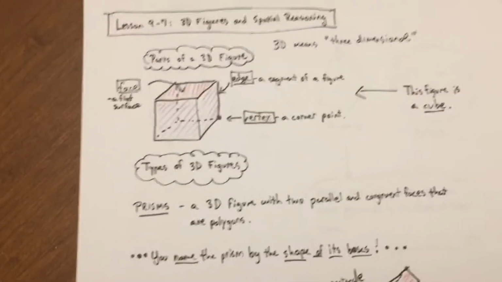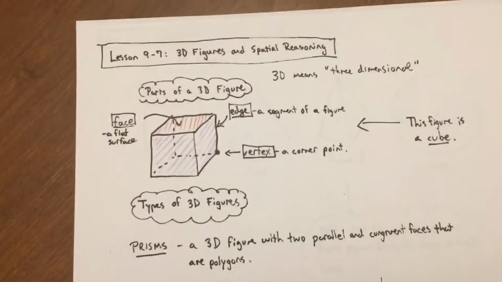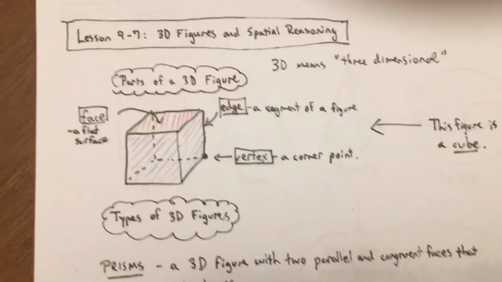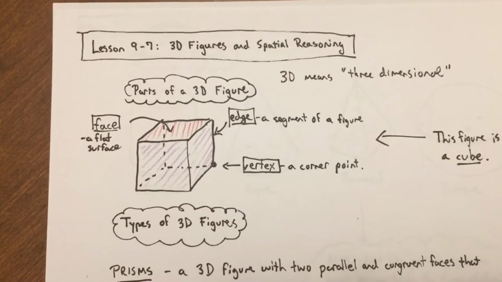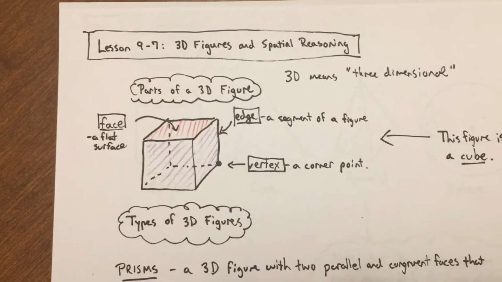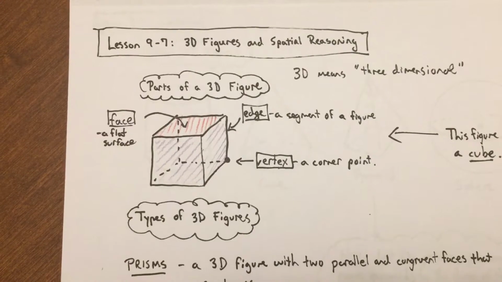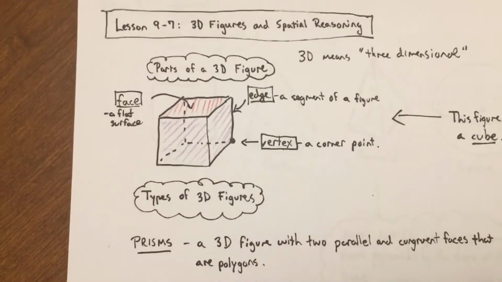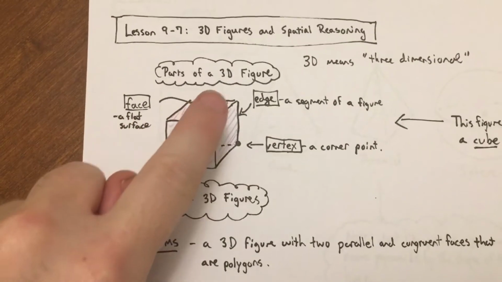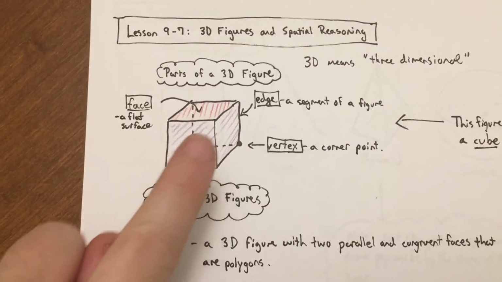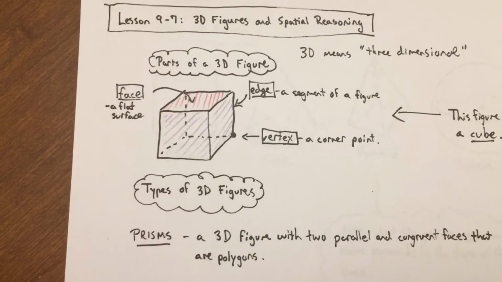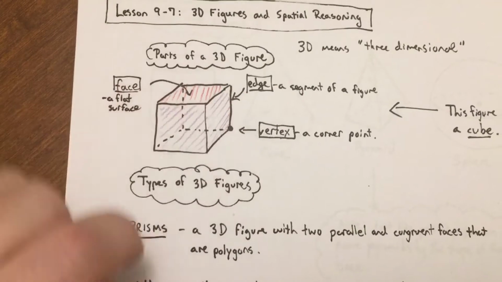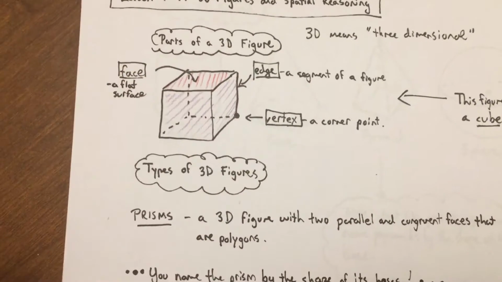So take a look at this example I have off to the side. This is an example of a cube, a very familiar 3D figure that I think everybody's familiar with. And there are some key parts that you need to be able to identify with all 3D figures. These are the terms face, edge, and vertex. Anytime we're referring to a face, we're simply referring to a flat surface. So a cube, for example, has a total of 6 faces. A face on the top and bottom, a face on the front and in the back, and then a face on the left and on the right.